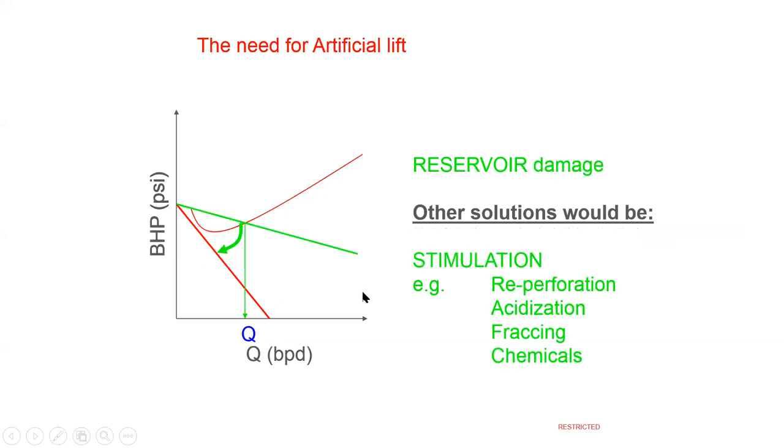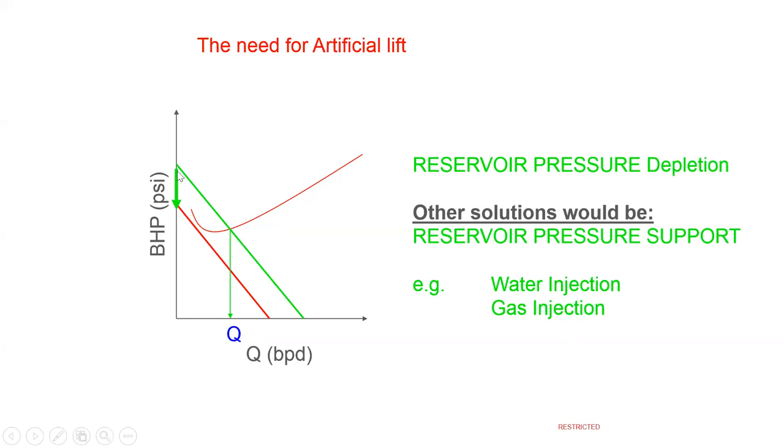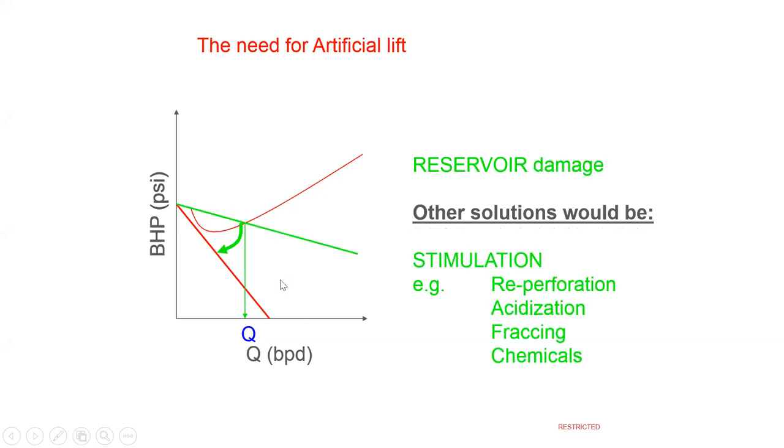As is clear from here, the initial condition is the green one. After depletion, the IPR will be shifted down and there is no intersection. We can bring the pressure back by injecting some fluids into the reservoir to maintain the pressure up.